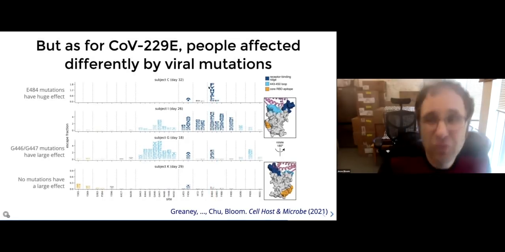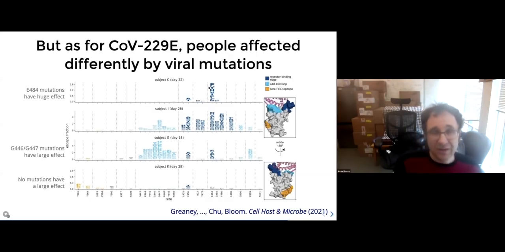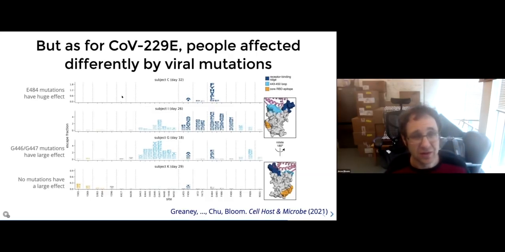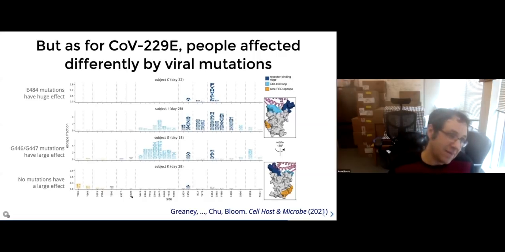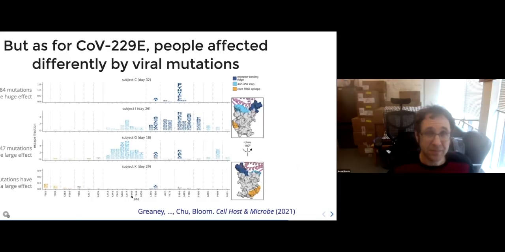But as for coronavirus 229E, people are affected differently by different viral mutations. This person's immunity is highly focused on E484. Mutations here have a huge effect. This person's immunity is more focused on this 443 to 450 loop. This person's antibodies seem to have very broadly distributed binding activity such that no mutations have a particularly large effect. Again, this could map back to the phenomenon that at least in the case of coronavirus 229E, we see that as the virus evolves, the phenotypic impacts for antibody recognition differ between the serum of different people.